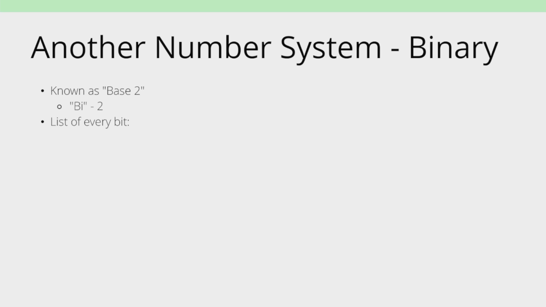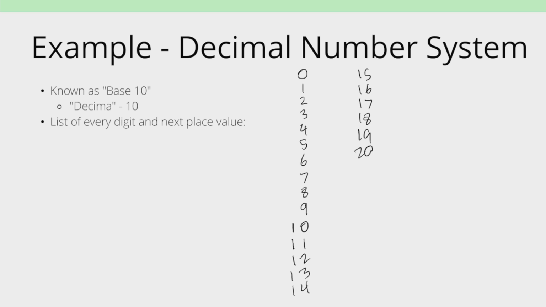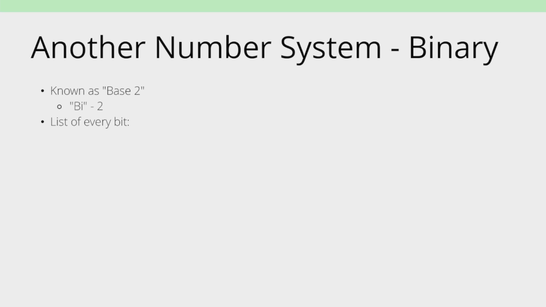In binary, it's also known as base 2, and bi means 2. So if for the decimal number system, I have 10 digits because it's base 10, how many values do I have in binary? Well, I have 2 symbols, 2 numbers to represent everything, okay? So I have 0 and 1. Now, let's go ahead and ask ourselves the same question, except instead of what happens when we run out of digits, for binary, it's what happens when you run out of bits.